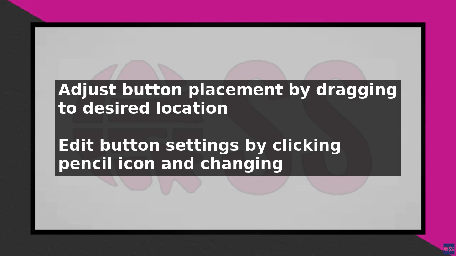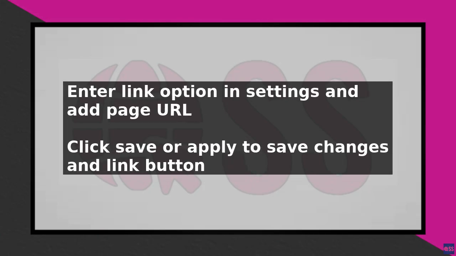To link the button to a page, find the link option in the settings and enter the URL of the page you want the button to link to, which can be an internal page on your Squarespace site or an external URL. After entering the link, click Save or Apply to save your changes. The button is now linked to the desired page, and clicking it will direct users to the specified URL.